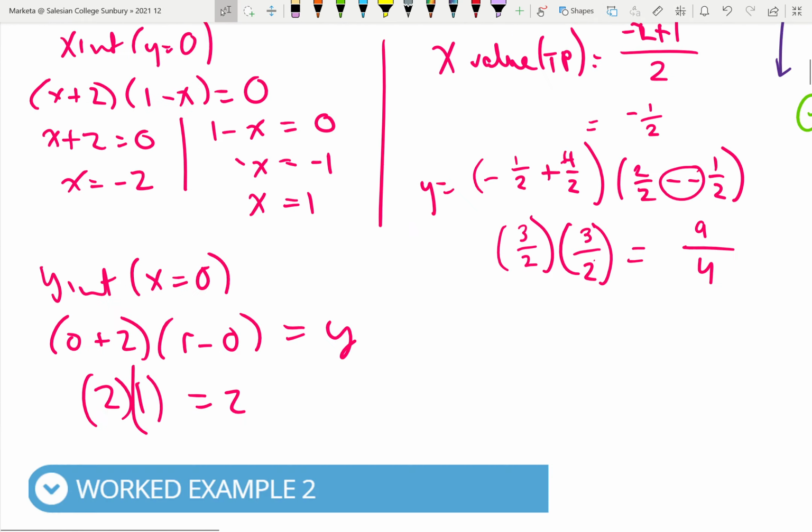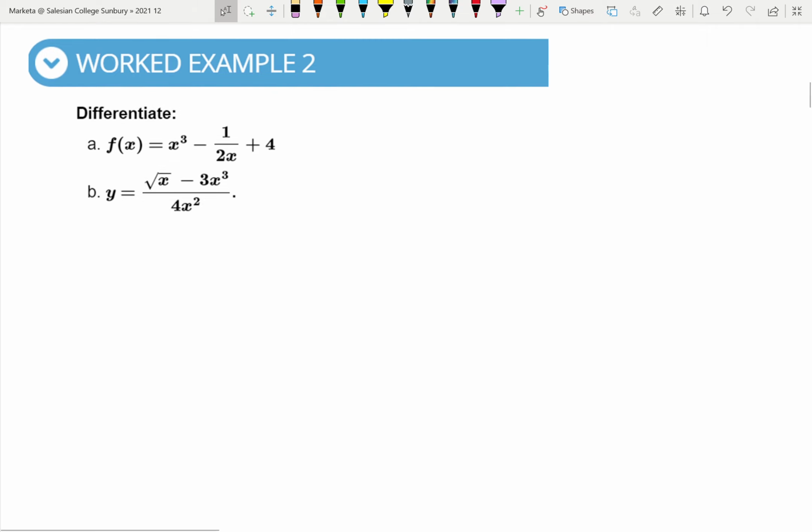So you can always check, if you do have to do first principles, that you're right. If you do make any little mistake with negatives or anything, it's easy to see that you've done it wrong. Okay, so let's go to example A.